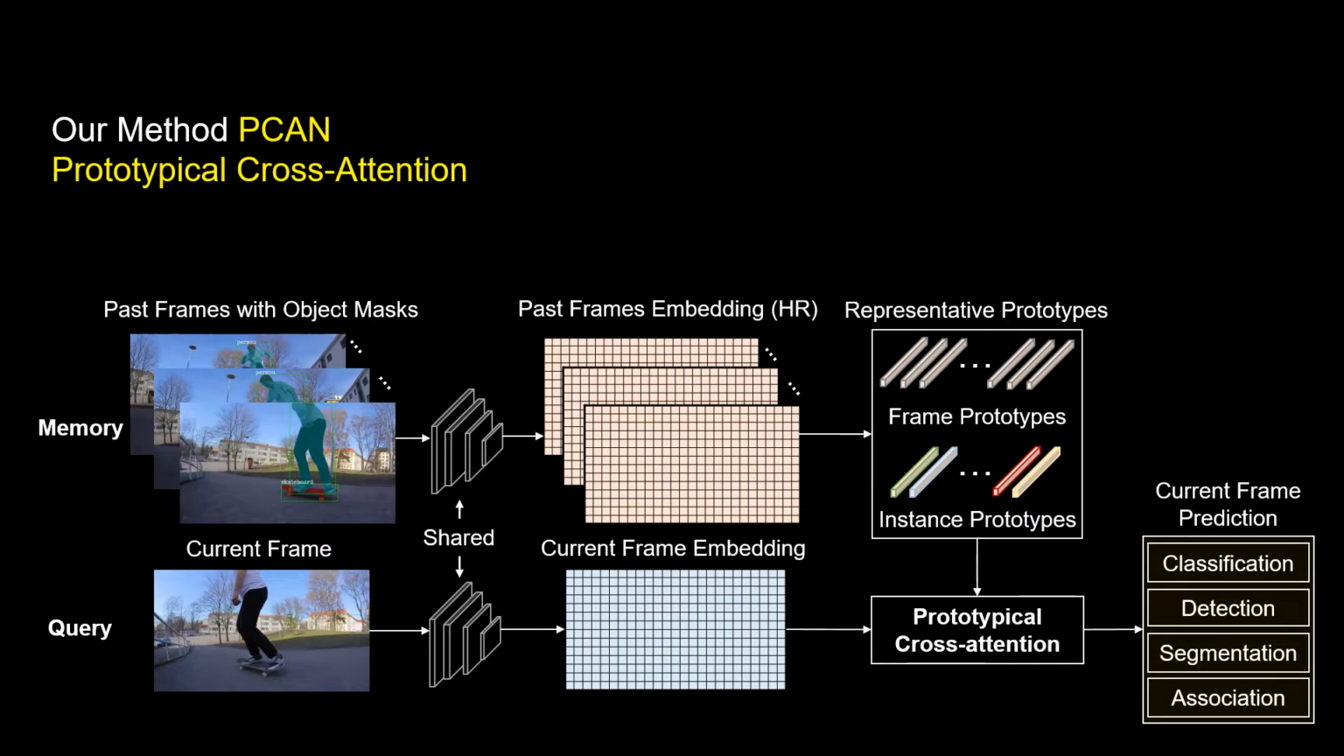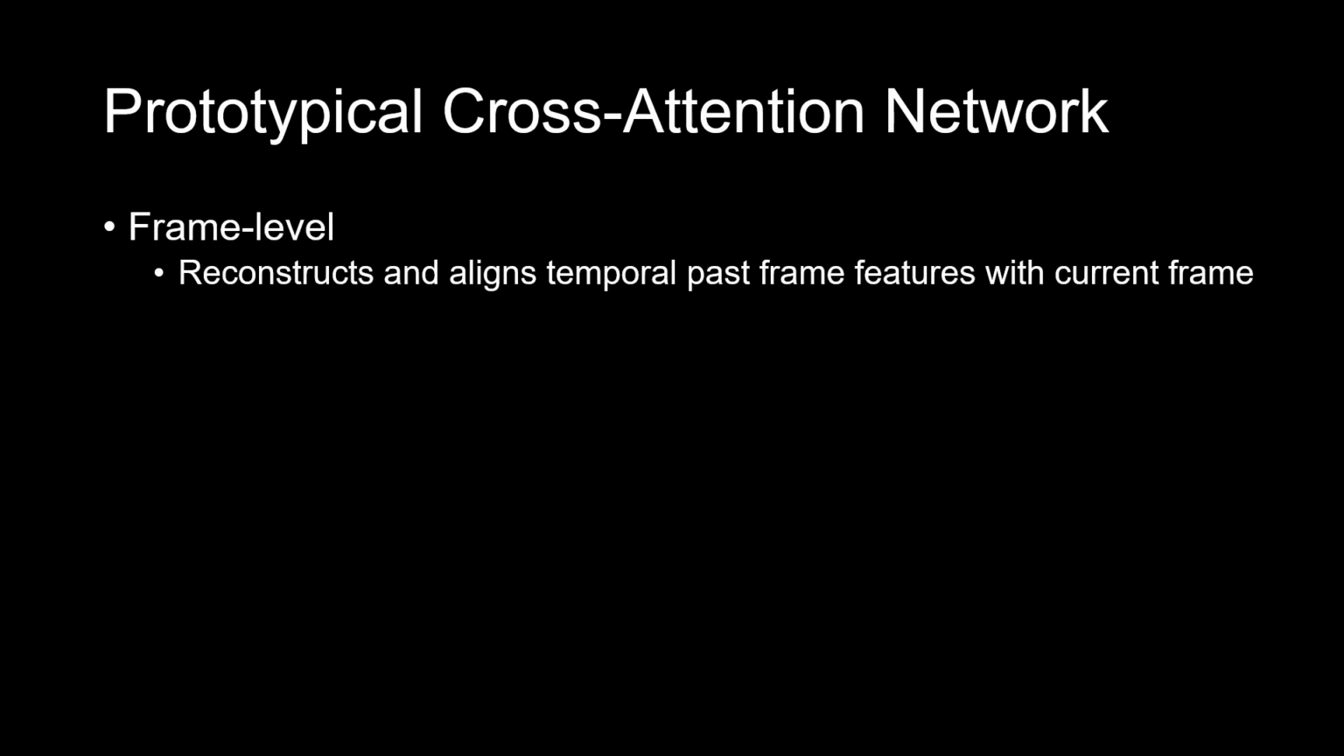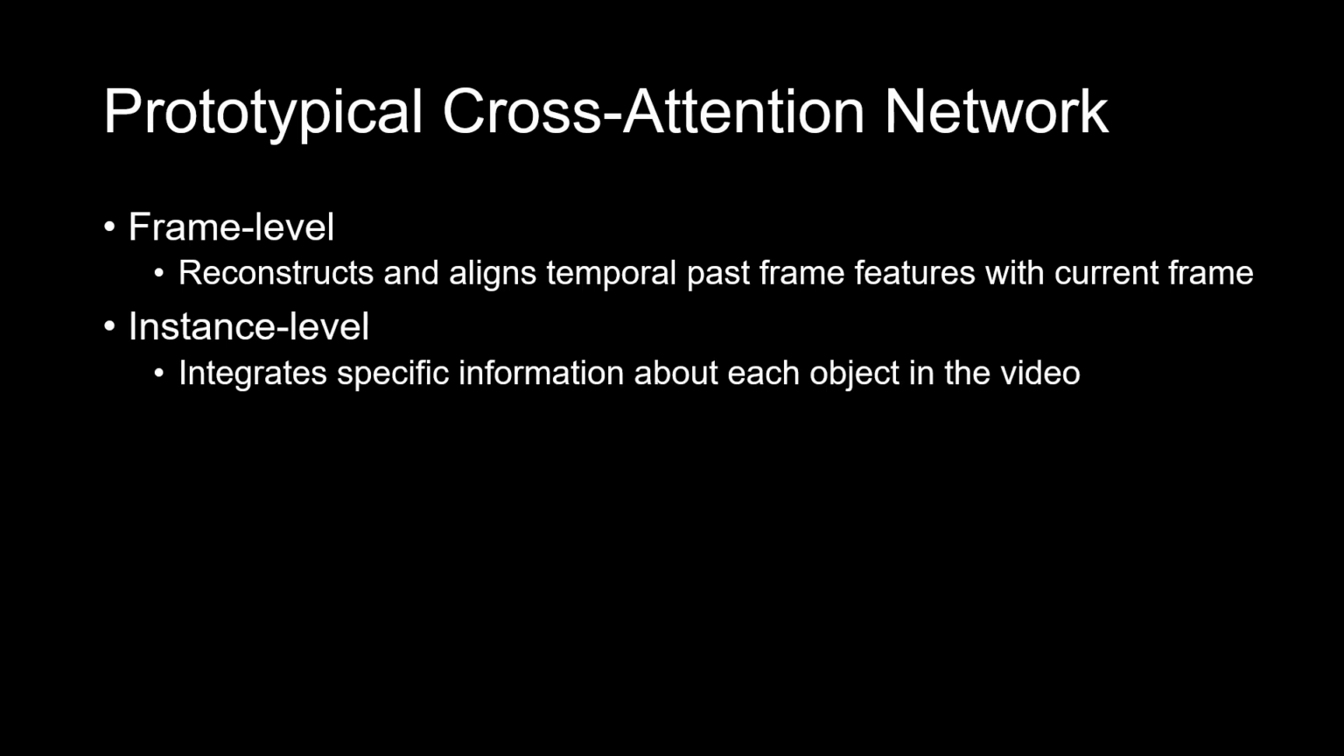It has at least two benefits compared to previous methods. First, it efficiently performs long-term temporal propagation and aggregation. Secondly, it achieves large performance gain on the two largest MOTS benchmarks with low computation and memory cost. We integrate the frame-level and instance-level modules at two stages in the network. The former aims to align and aggregate temporal frame features stored in memory, while the latter is for propagating the instance appearance features over time and produce instance cross-attention maps to help segmentation.